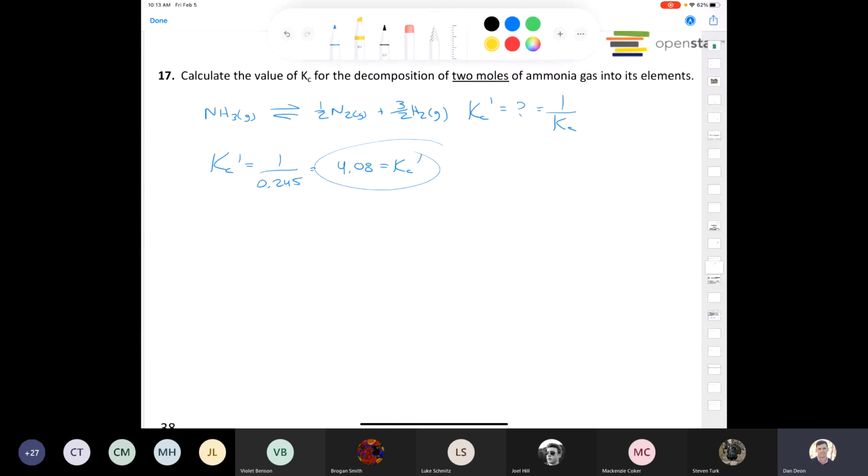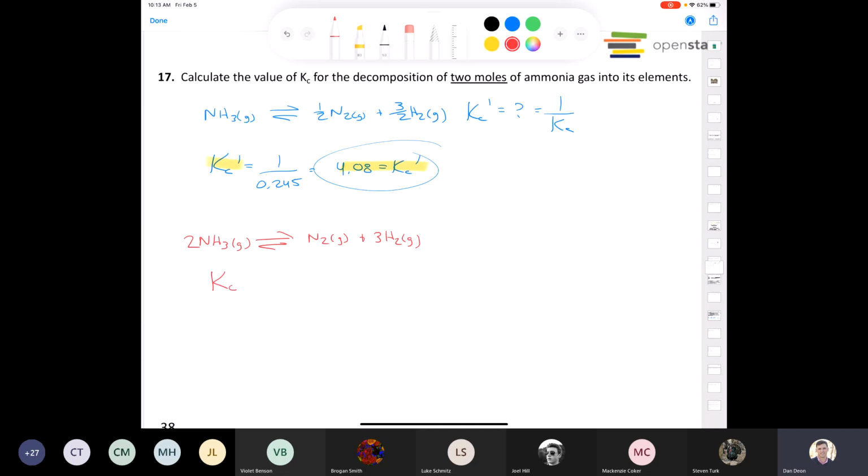So we know that the Kc for the decomposition of 1 mole of ammonia is 4.08. So what would the reaction be? The decomposition of 2 moles would be 2 NH3 gas decomposes to give you N2 gas plus 3 moles of H2 gas. And we said that the new Kc, our Kc for this reaction, we'll call it Kc double prime, you can call it whatever you want, is going to be equal to Kc prime to the power of 2.